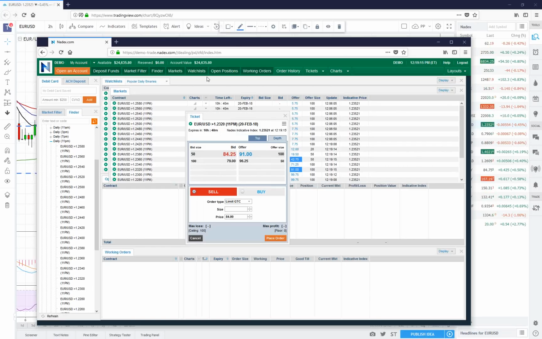I have a demo account here. That demo account currently has $24,635 in it. My approach to risk management is I want to risk 1% of my account on any one given trade, which means I could have many losing trades in a row without actually wiping out my account. I want to stay small. I want to have a firm grasp on my risk. And that's the beautiful thing about Nadex contracts. I know upfront how much money I can lose.